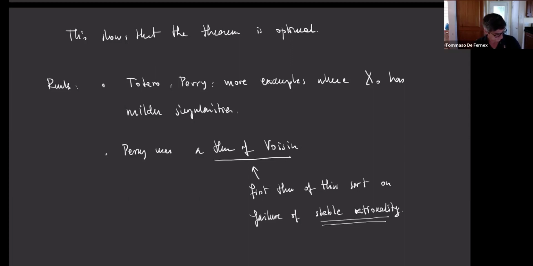I mean, off the top of my head, I don't have an example of a variety where I can connect two very general points, but I don't know how to connect two general points. Okay, no, but it may be okay. I understand. Okay, right.